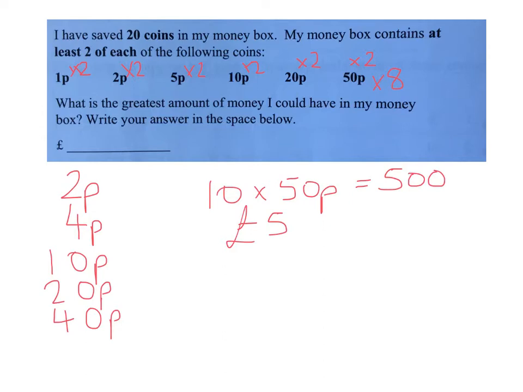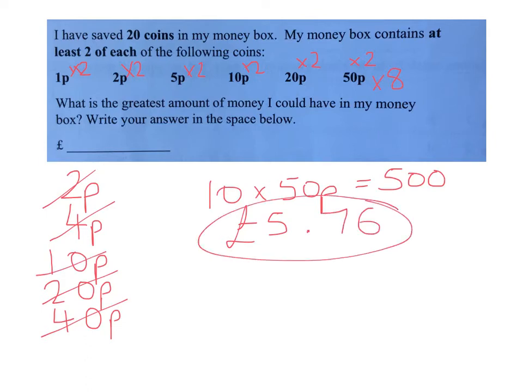And then finally we've just got to add our values. 2 plus 4 is 6, 46, 66, 76, and we have to add it on to the £5. So £5.76 would be our answer.